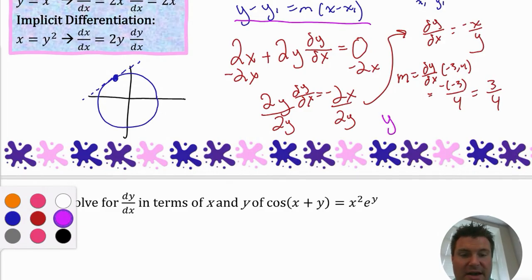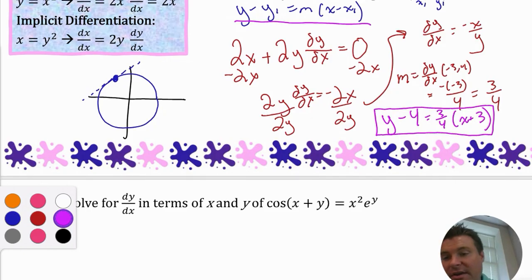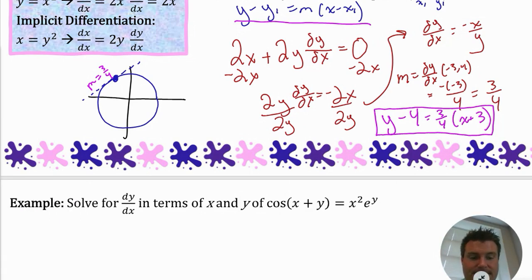So I'm going to get y minus y1, which is 4, equals 3/4 times x plus 3. And that's going to be my final answer for this problem, which makes sense. Sometimes you've got to make sense of these problems, and you can see that the tangent line over here has a positive slope. So saying that m equals 3/4 is totally fair, and that is our tangent line.